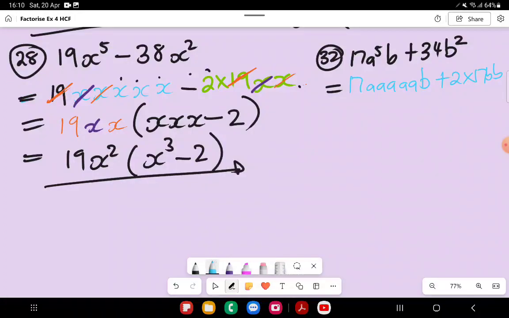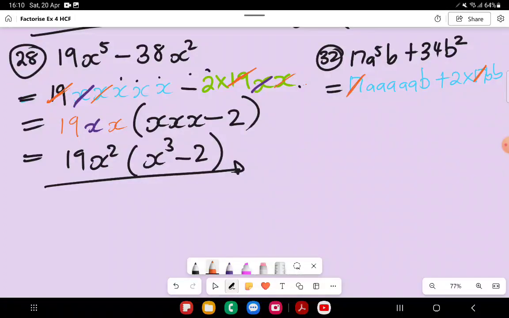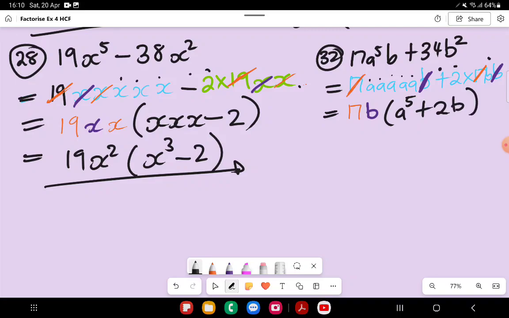Now we can take out the highest common factors. 17 and 17 are out. The second number has no a's, so b and b are out. What am I left with? I'm left with a to the power of 5 plus 2b to the power of 1? Actually: 1, 2, 3, 4, 5, a to the power of 5 plus 2. Close the bracket. And that's my final answer.